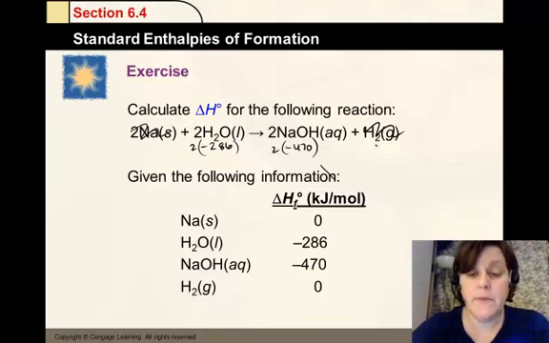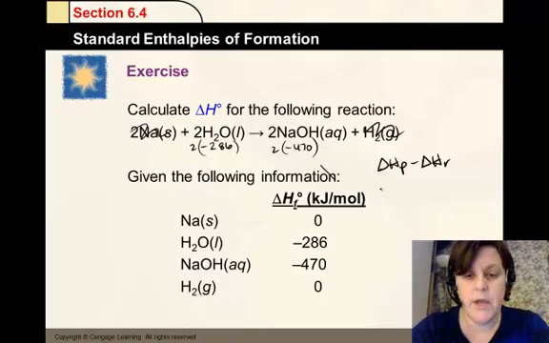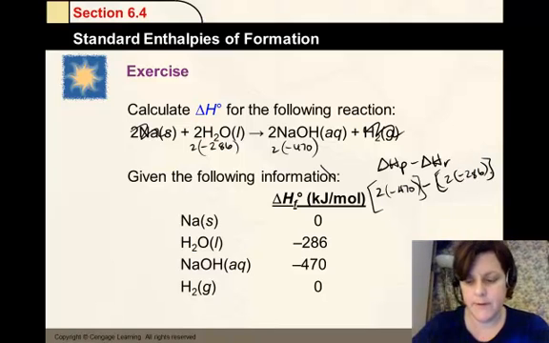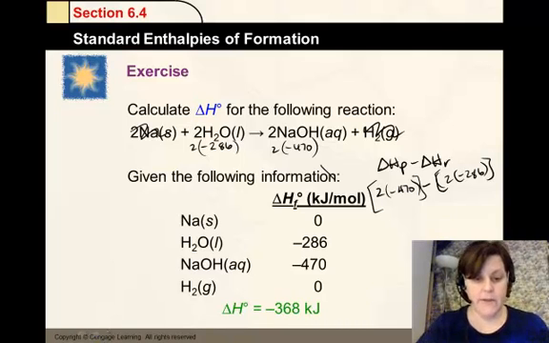How do we solve the problem? Delta H of the products minus delta H of the reactants. These are the products, so 2 times negative 470 minus whatever 2 times negative 286 is. Let's see if they tell you what it is. And it's negative 368 kilojoules.